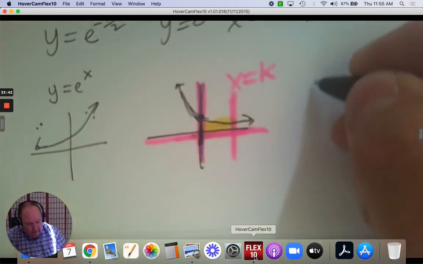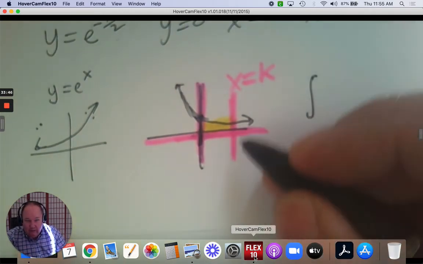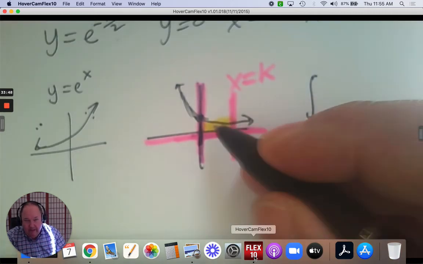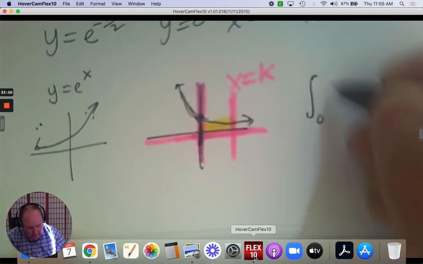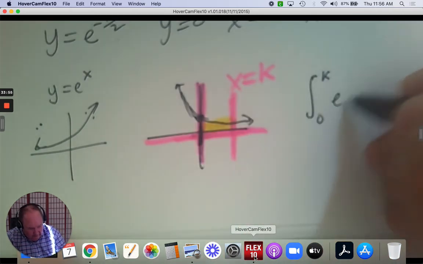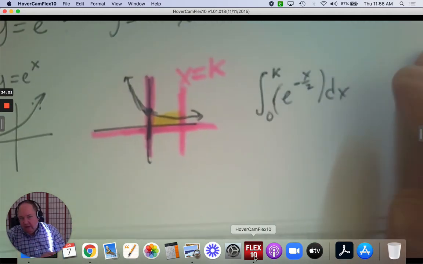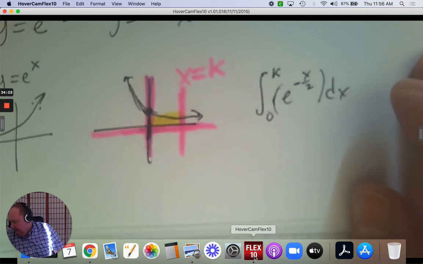So to find this, we're just integrating. Remember, not finding the volume, no pi r squared. We're just integrating. And the bounds go from 0 to k. And we just have to integrate this curve, e to the negative x over 2 dx. So there is the integral setup to find the area.